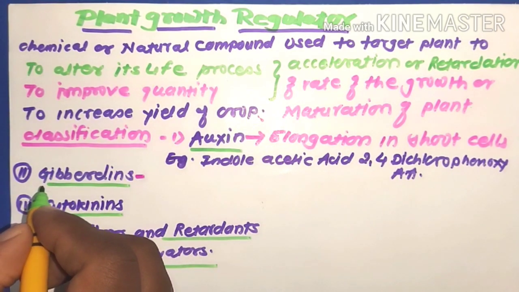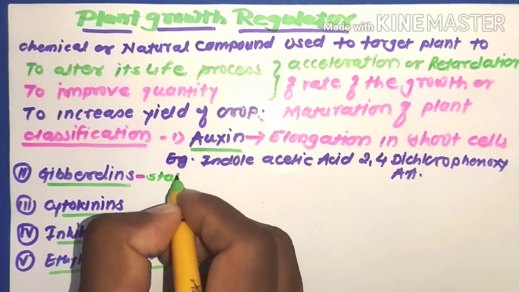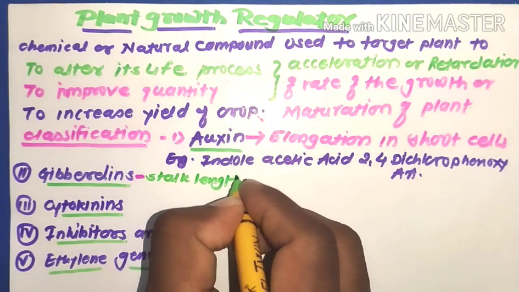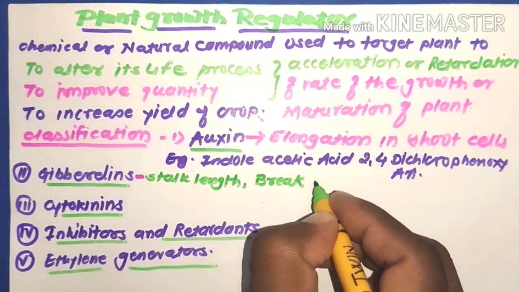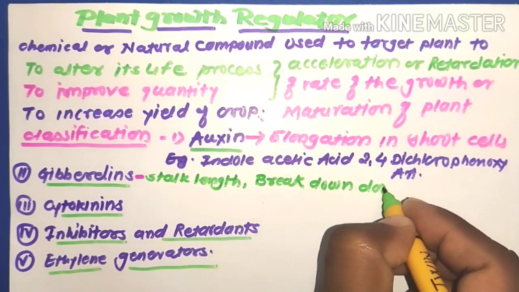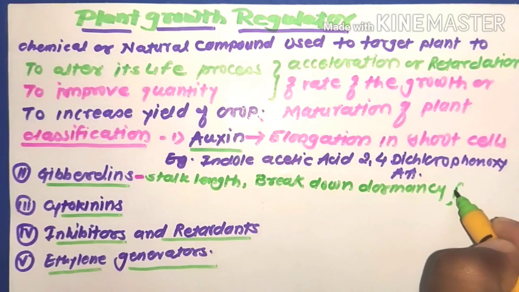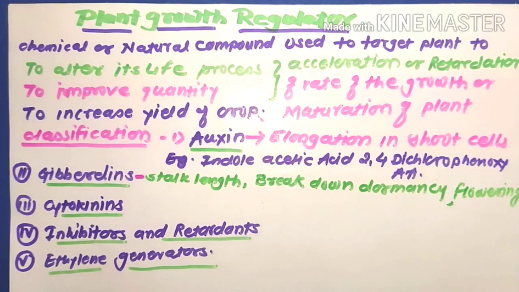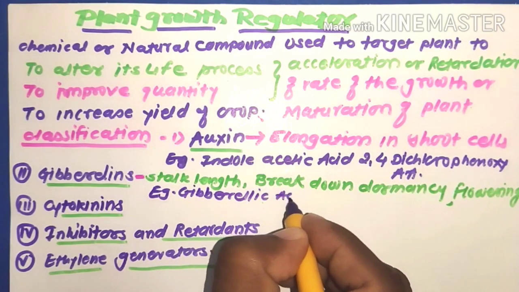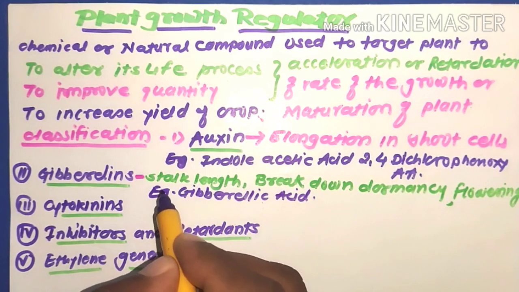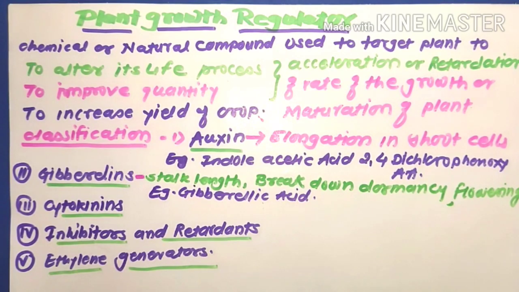Then the second one, gibberellin, which is again a chemical compound used in the plant to increase the stalk length, break down dormancy, and initiate flowering in the plant. The example is gibberellic acid. It is used for elongation of the stalk length, breaking down dormancy and flowering in the plant. These are the main applications of gibberellic acid.